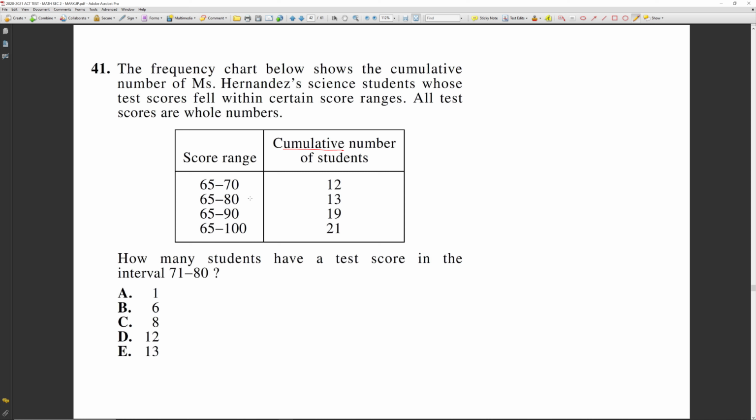So 71 through 80. So it is not this one, it is this one. So you need to subtract out 13 minus 12, and that gives you 1. Answer is A. So in reality, this really took 20 seconds to do.